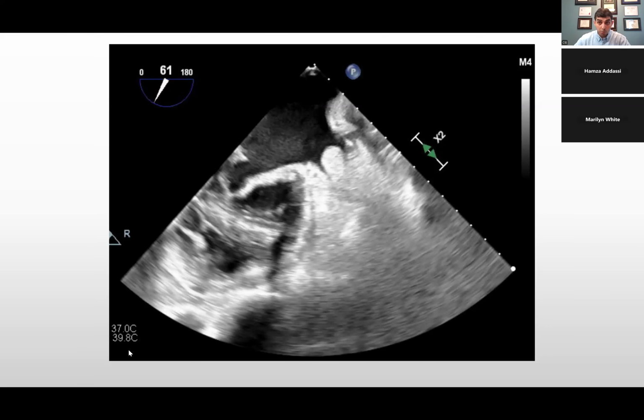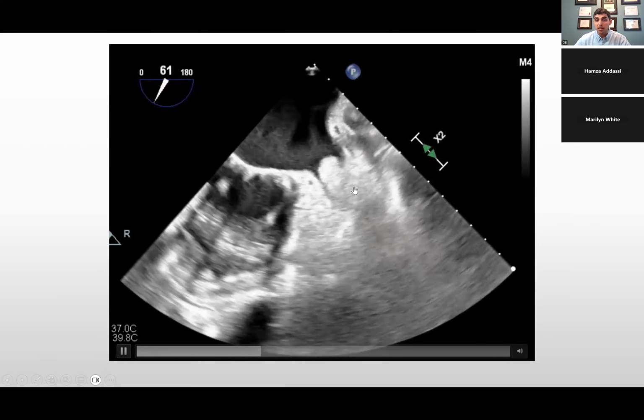And one perfect example, this is a patient that was sent to me in clinic for something else, and then we ended up finding this right here. This is a massive clot.